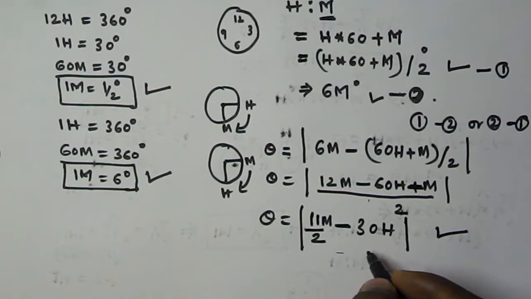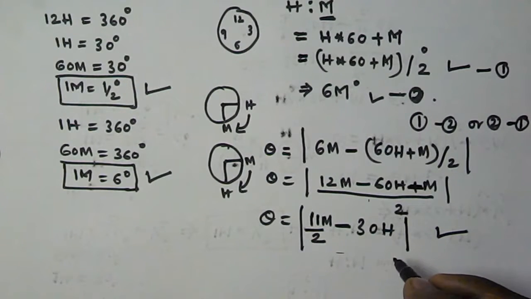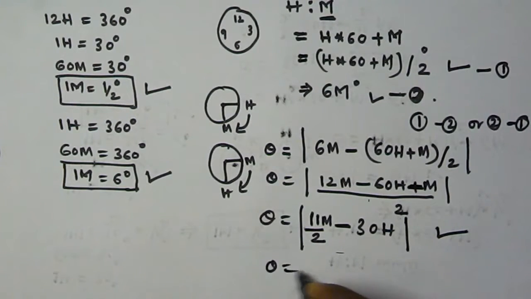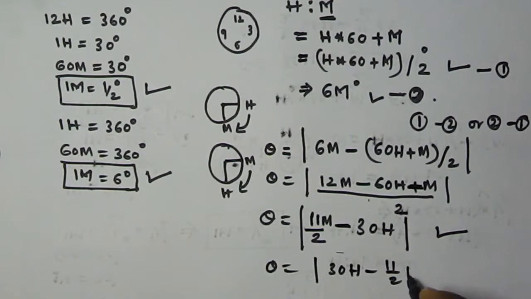This will give the angle between the hour hand and the minute hand. Otherwise, we can also use theta is equal to 30h minus 11 by 2 m.